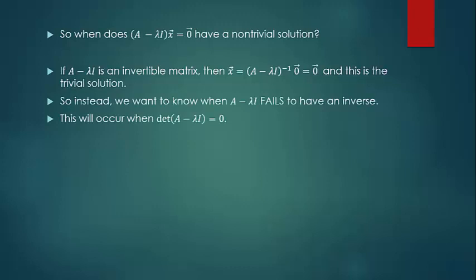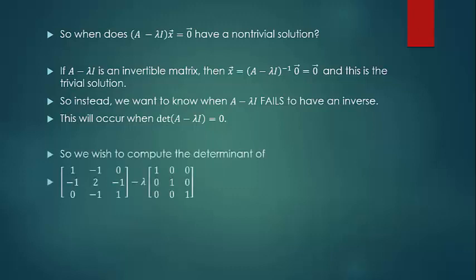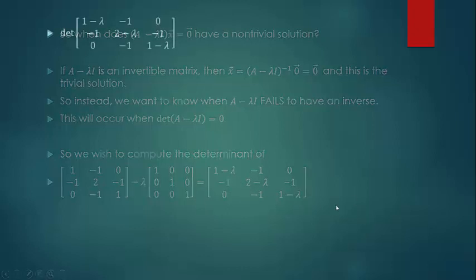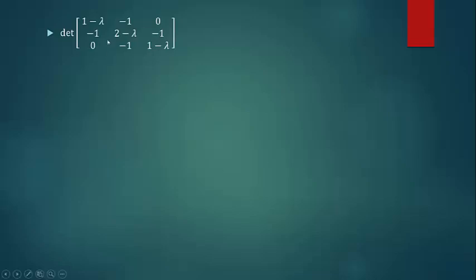Well, instead, we want to know when A minus lambda I fails to have an inverse. Now, by the invertible matrix theorem, this will occur when the determinant of A minus lambda I is equal to 0. So we're going to investigate that. So we wish to compute the determinant of the matrix A minus lambda times the identity matrix. And if we do the matrix subtraction, then we just get the minus lambda expressions all along the diagonal. Alright, so we are going to take the determinant of this matrix, and we're going to try to determine when it is equal to 0.